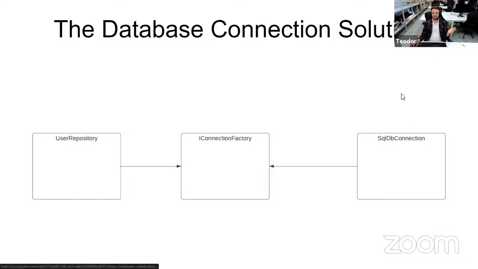And then you have multiple implementers, multiple inheritors. So you would have one SQLDB connection that provides a factory. Then you would have the Mongo, the Redis, and so on and so on. And the user repository would just contain a reference to this connection factory, which can be of multiple types.